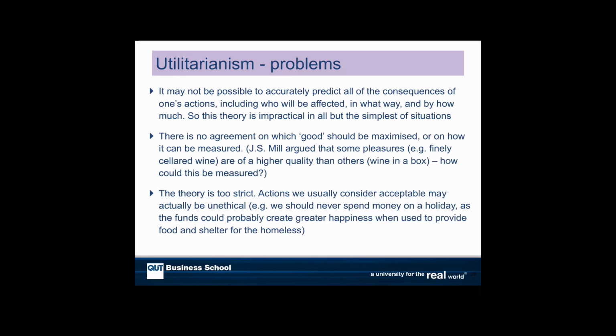So the key problems are, it's really hard to actually predict the consequences in the real world, and it becomes impractical. There's no agreement on what good should be maximised or how to measure that good. This becomes one of the key challenges for you if you use this theory in your assignment: how are you going to measure it? How do you differentiate types of good? Is one type of good, such as the quality of wine, better than other kinds of goods, even though both will give you a bit of a buzz?